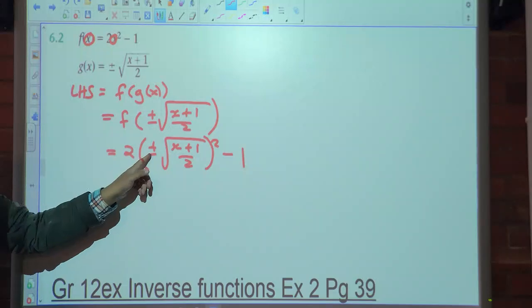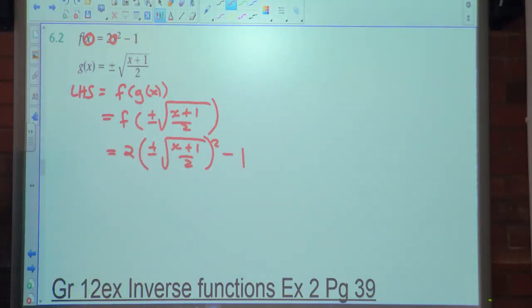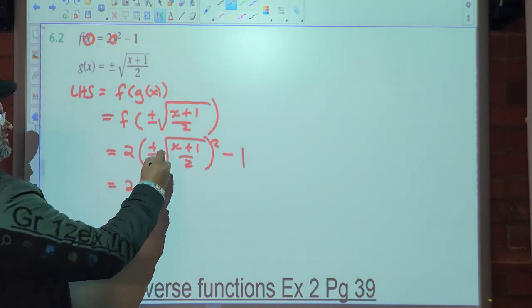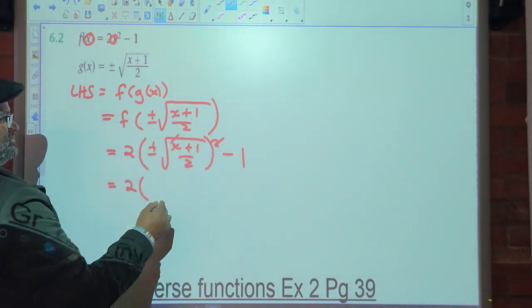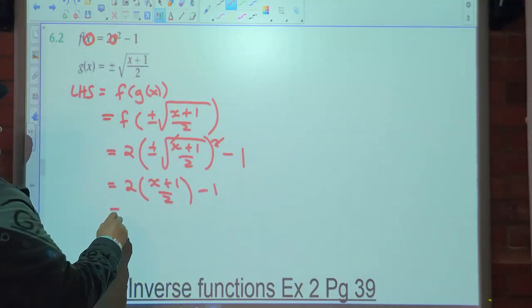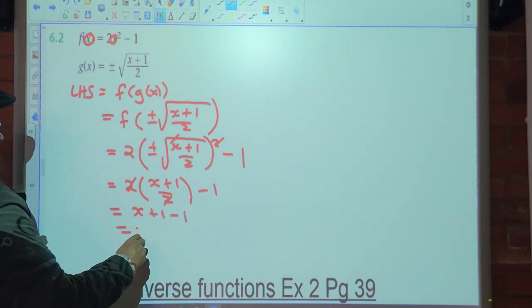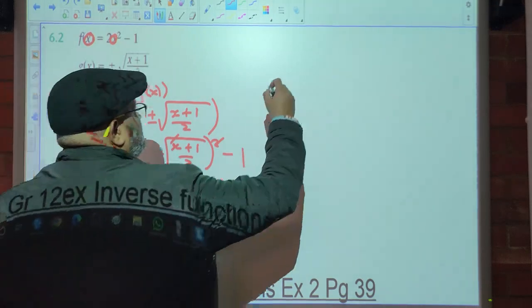Now from a square you'll never get a negative, because a negative times negative is positive. So in other words it will be 2 into, that cancels, that also cancels with the square. So I'm left with x plus 1 over 2 minus 1. That cancels, which is x plus 1 minus 1, which is x. You see what happens on the right hand side.